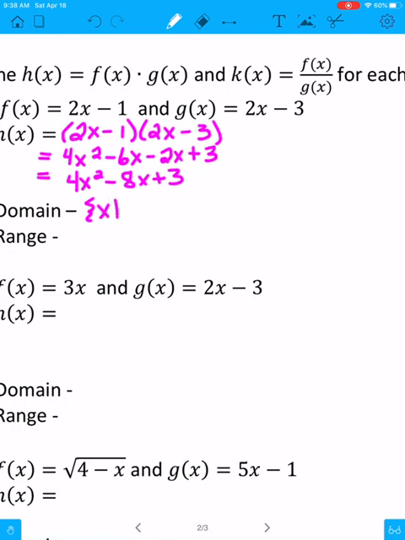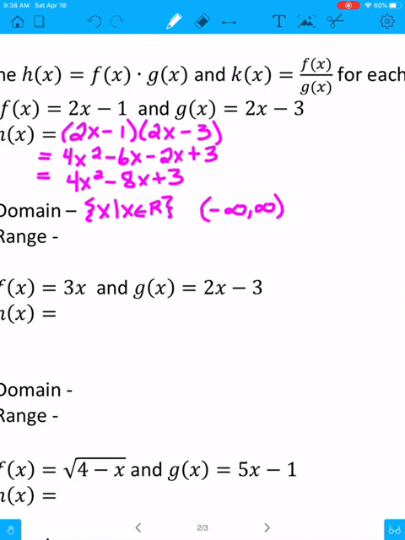It's a quadratic, so its domain is x ∈ ℝ. I also knew its domain was x ∈ ℝ because f(x) is a line, which is x ∈ ℝ, and g(x) is a line, which is x ∈ ℝ. So their combined domains, where they both exist, would be x ∈ ℝ. That's set notation. Negative infinity to positive infinity is interval notation. And so we have those.